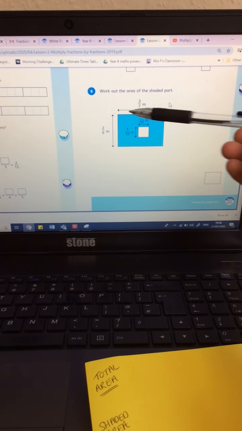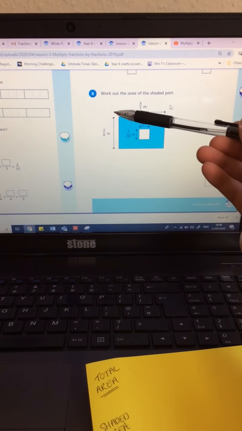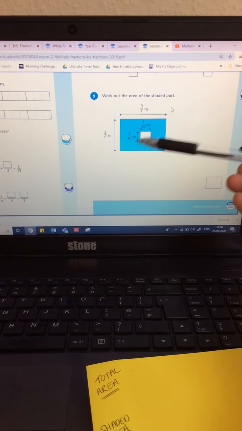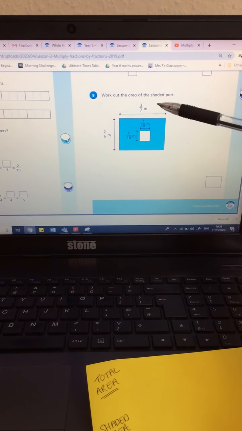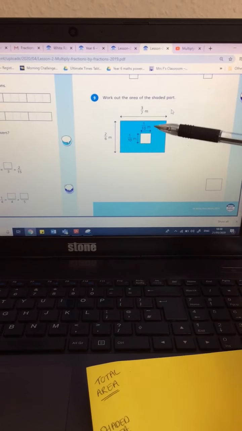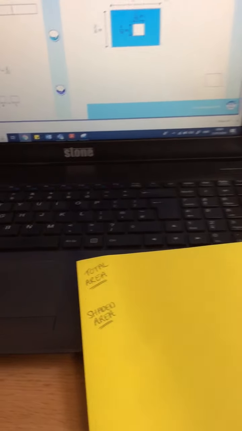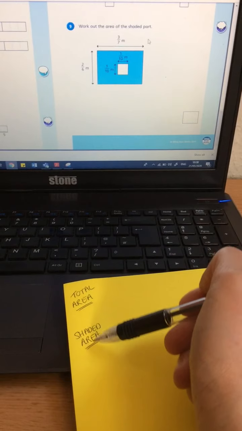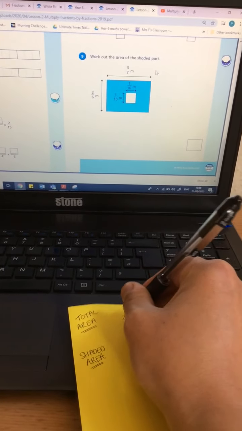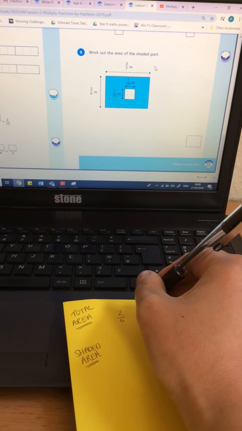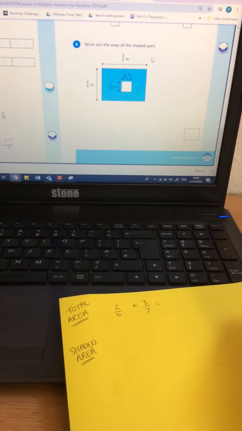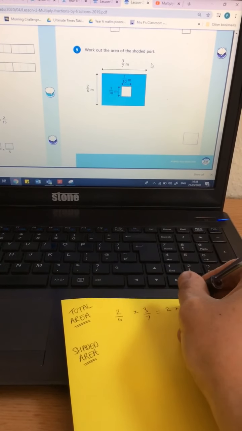This question here, you've got 2/6 multiplied by 3/7, and that's going to give you the total area of everything in there. But the question says work out the area of the shaded part, so you only want the blue bit. So the first thing you've got to do is, I've set it out for total area and shaded area. So we're going to find the total amount here. So we're going to do 2/6 multiplied by 3/7.